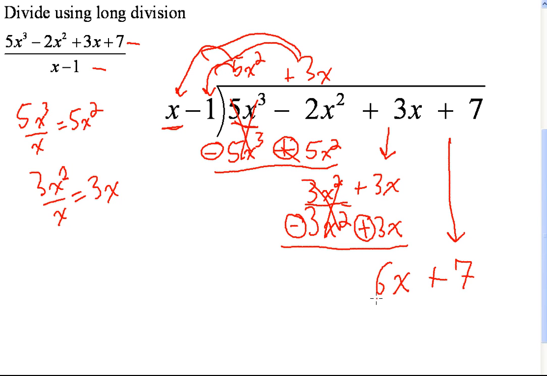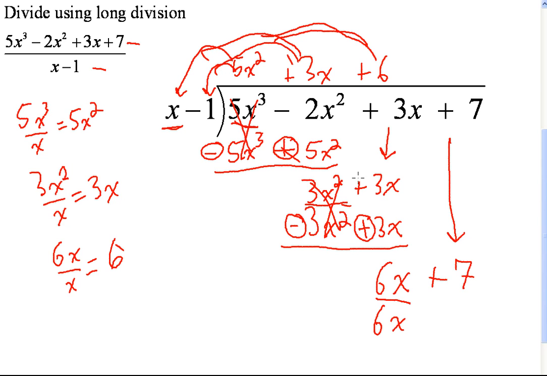So what times x is 6x? That's going to be positive 6. And again, if you're not sure, you can always come over here to the side and do, what's 6x divided by x? It's positive 6. So that's why it is 6 up top. So the last time we're going to distribute the 6. So 6 times x is 6x. Again, notice they match up. And 6 times negative 1 is negative 6.